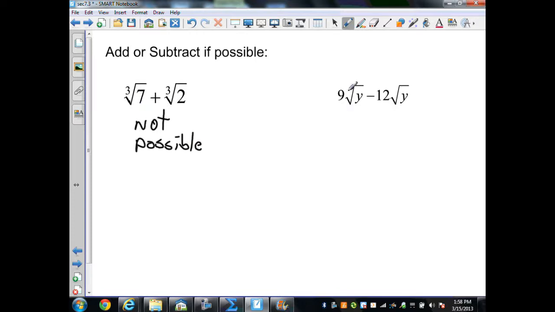On this problem, I take a look at my radicals. They are the square root and the square root, so my indexes are both 2, and my radicands are both y. They are the same. Therefore, I'm going to treat this just as if they were like variables. I'm going to add or subtract the coefficients and keep my radical the same. 9 minus 12 is -3 square roots of y.